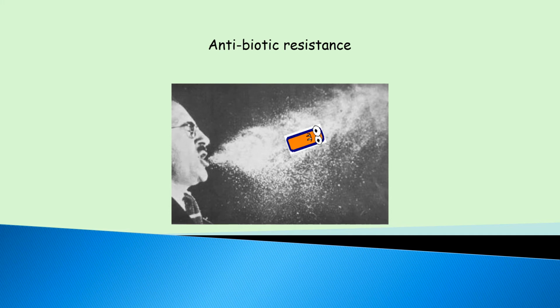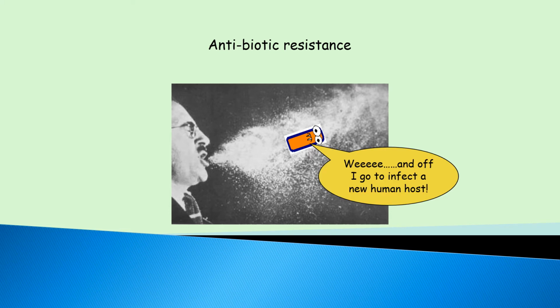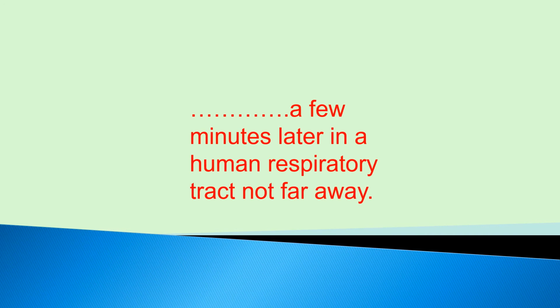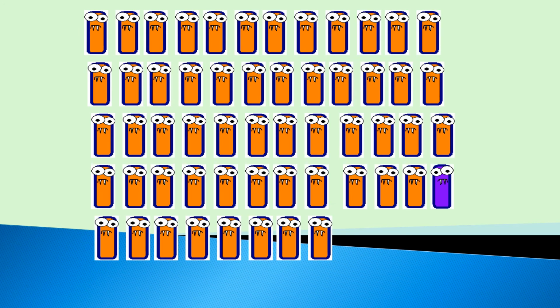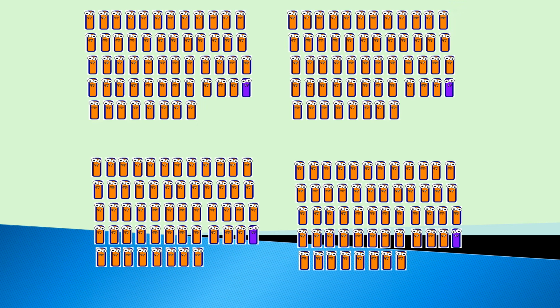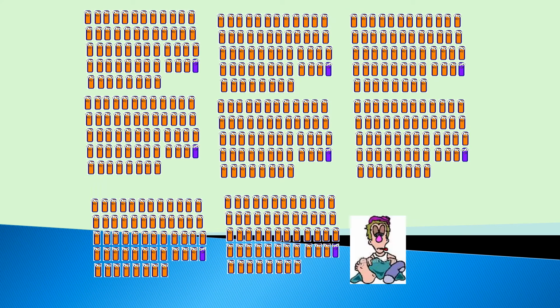So if somebody coughs or sneezes on you and the bacteria lands on you, and off I go to infect a new human. So a few minutes later in a human respiratory tract not far away, you've got lots of little bacteria showing up. Oh look, there's a random spontaneous mutant. So that mutant is then going to be resistant to the antibiotic and it's going to have the selective advantage. And the bacteria is going to reproduce and reproduce and reproduce. And the person is then going to get very ill.